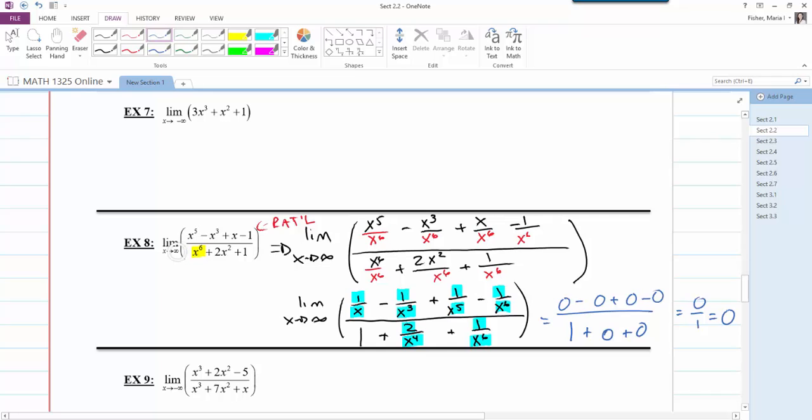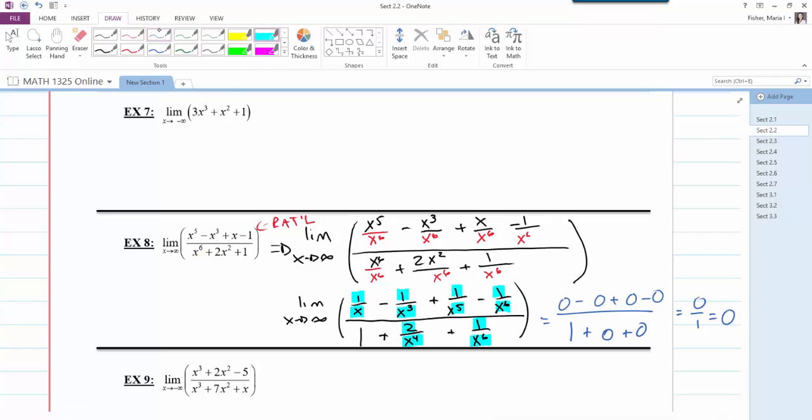So the limit as x approaches infinity of x to the 5th minus x cubed plus x minus 1 over x squared plus 2x squared plus 1 is equal to 0. So, shortcut way of doing this, because that is a lot of work, right? Shortcut way of doing this. What we want to do is the following.